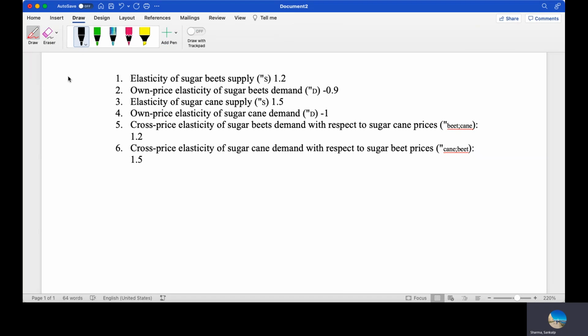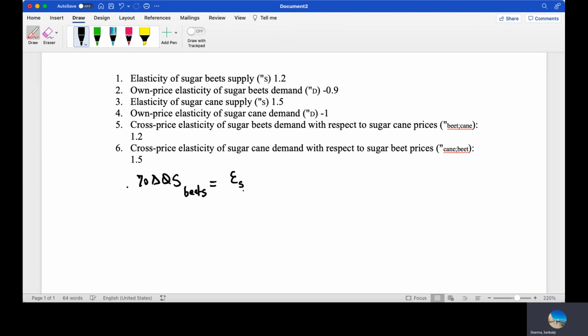Okay, black is fine. And I can come here. Okay, perfect. So let's just do percentage change in quantity supplied of beets equal to the elasticity of supply.